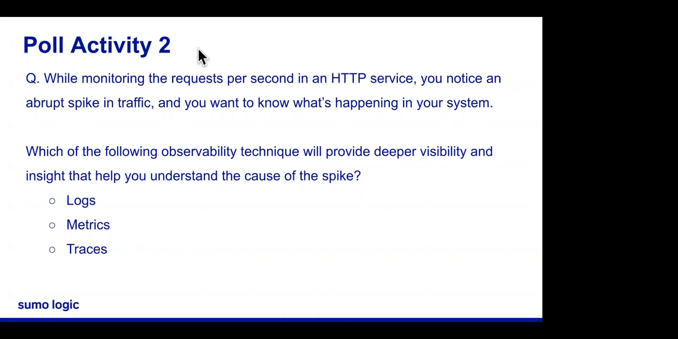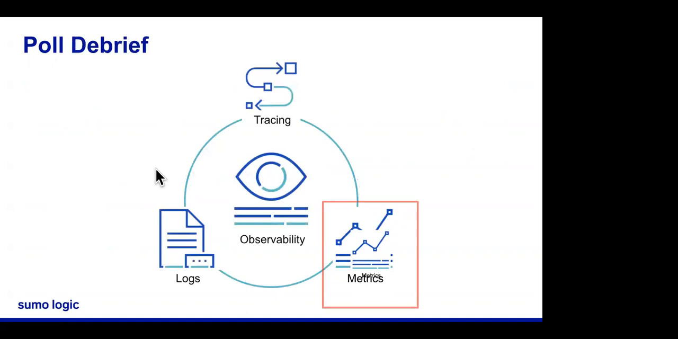Well, folks are going with traces. We haven't talked about traces yet, so I'll give you a hint. It's metrics. Again, we're looking at an abrupt spike in traffic. We'll see that through our metrics. So when we see 500 errors or whatever, we'll see that in the form of our metrics. So what we're looking for here is metrics.